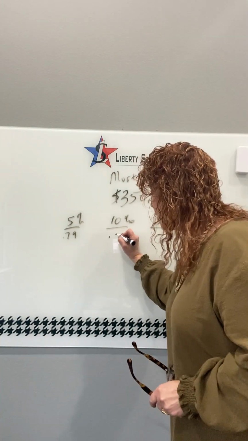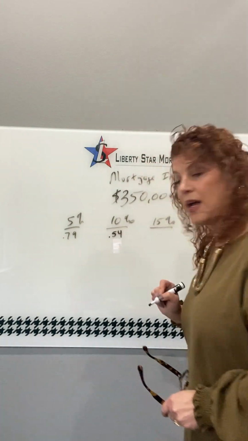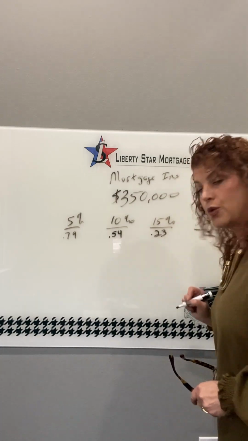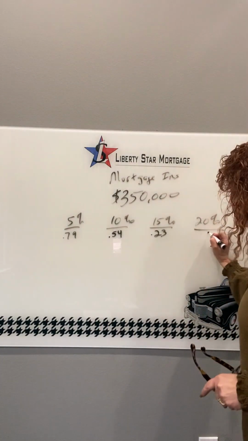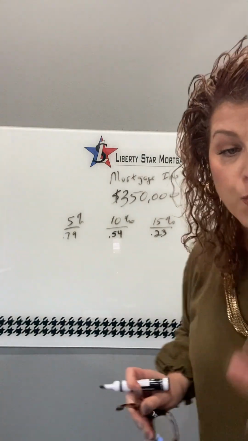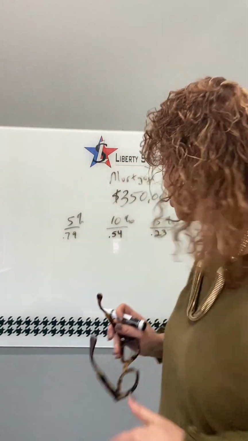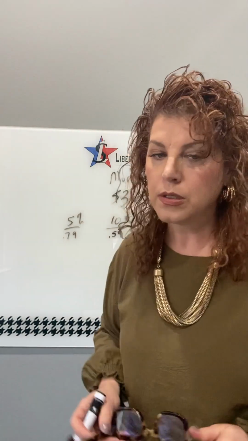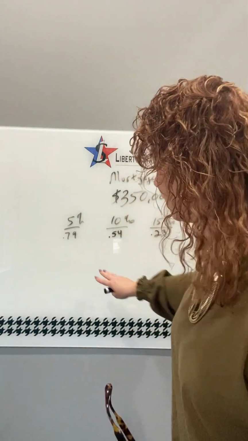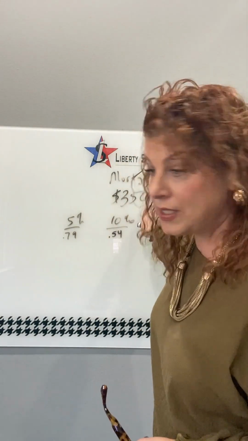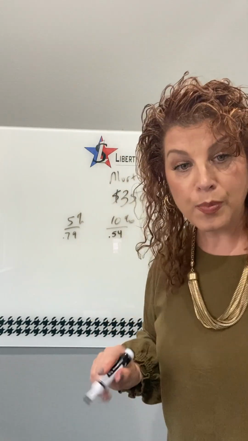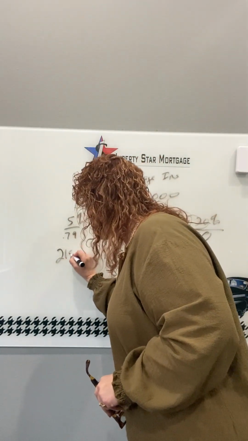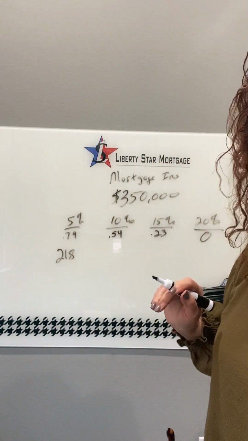Here, we're going to use 0.54. Then here, we're going to use 0.23. And then this is 0, because at 20% down, you no longer have mortgage insurance. So if we use these factors, it's not very complicated to calculate. I'm going to take 350,000 times 0.79%. I'm going to divide that by 12. And this mortgage insurance is $218 a month.